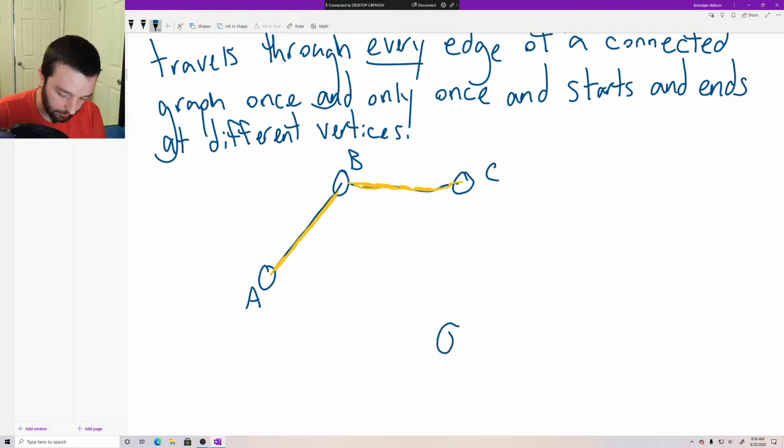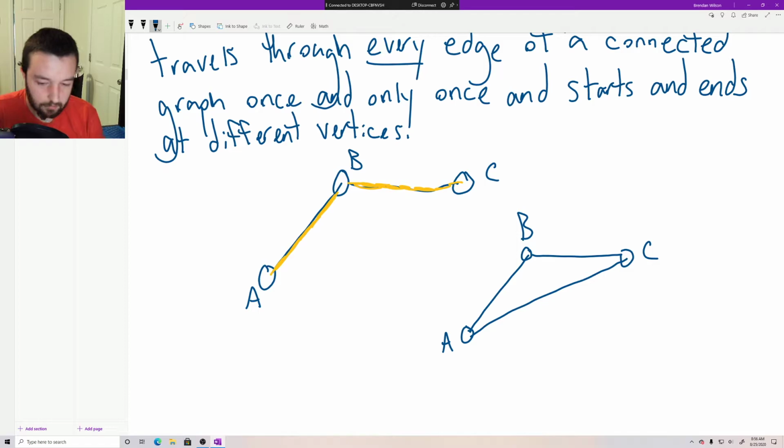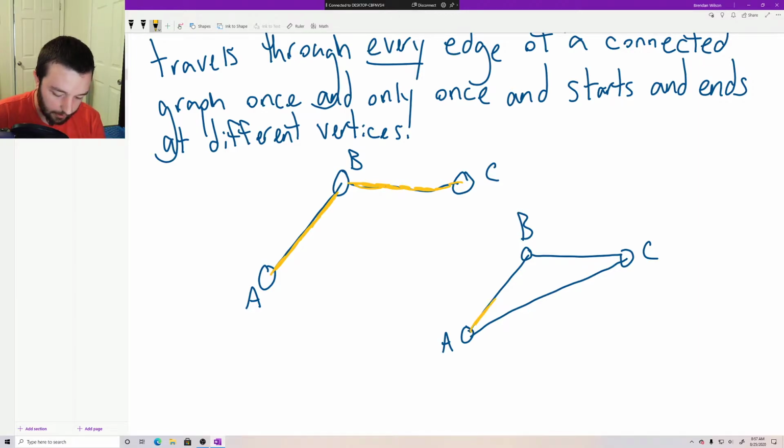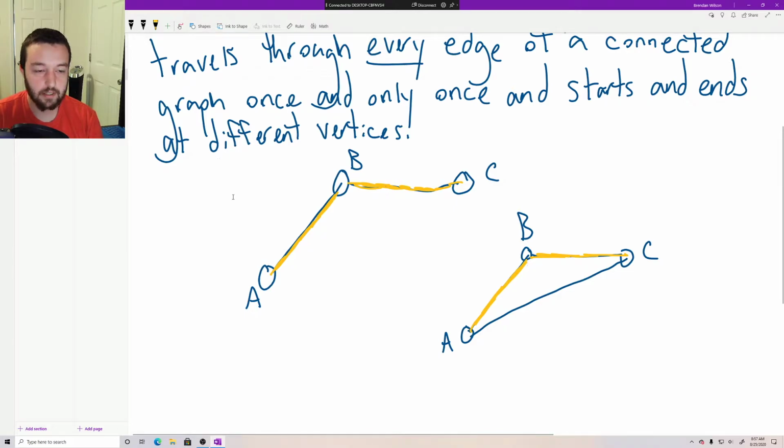What about this one? So let's do the same thing, but now we're going to join A and C. Is it possible to make an Euler path here? Well, if we try to, we could start at A, go over to B, go over to C, but now we're kind of stuck because we need to hit this other edge, AC, but we can't go back to A, right? Because we need to start and end at different vertices.